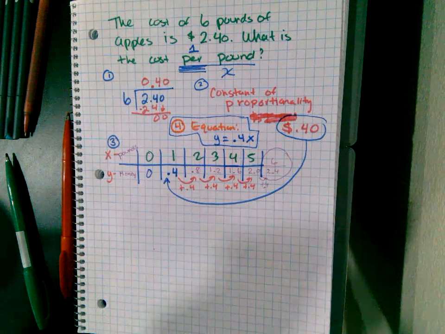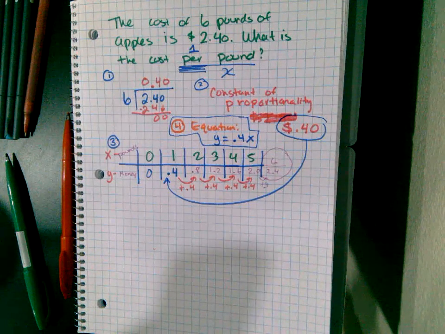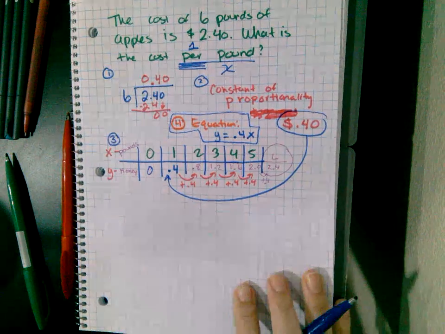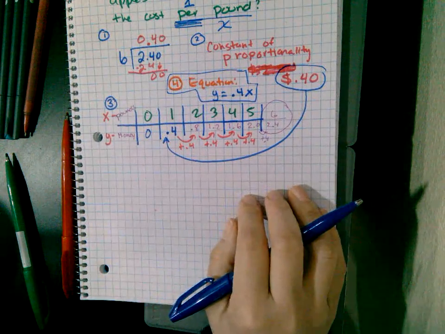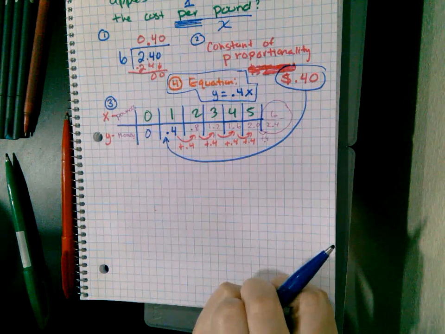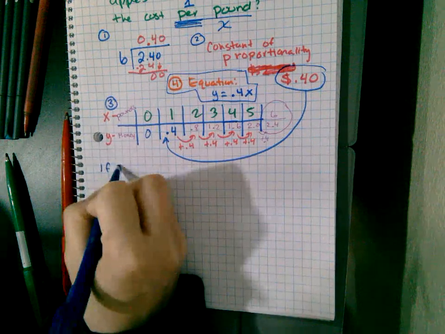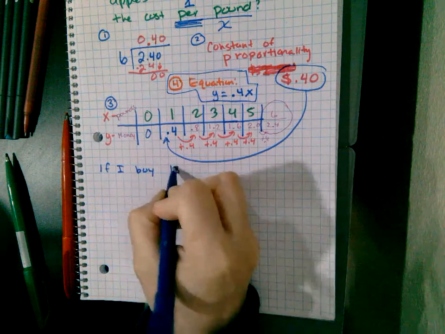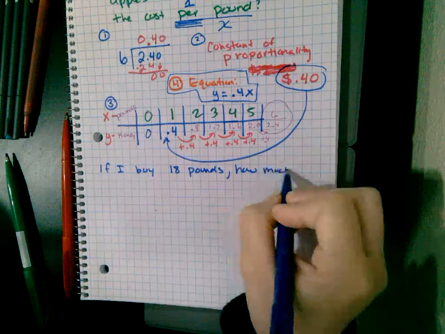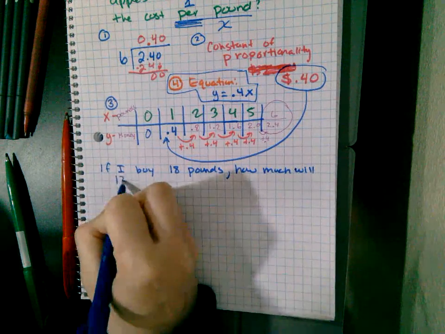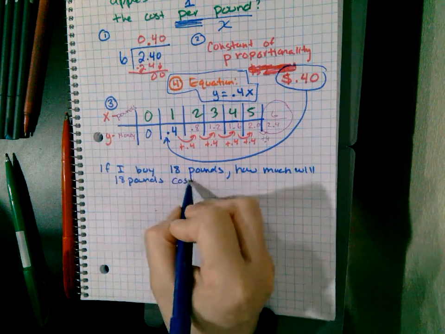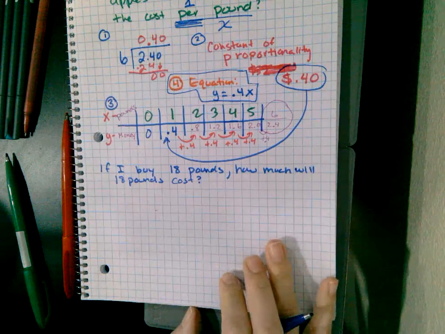So let me see if I can do a problem that's pretty. Okay. Let's write this down right here. Write this down. This is the next thing I got to teach you. I'll teach it to you with this one. We'll go over it more tomorrow. Okay. If I buy 18 pounds, how much will 18 pounds cost? I guess I just should have written how much will 18 pounds cost. How much does 18 pounds cost?